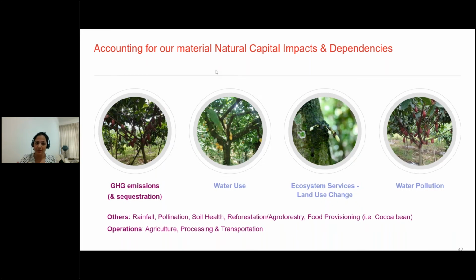And why are dependencies important? Because we are investing in them. We are paying for these dependencies. Soil health is very important, and that's why we are working day in, day out with our farmers on the ground, so that they apply the right good agriculture practices and the soil health is maintained. So there is a lot of investment going on in this. Pollination as well.